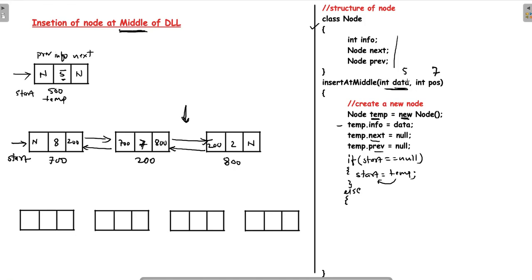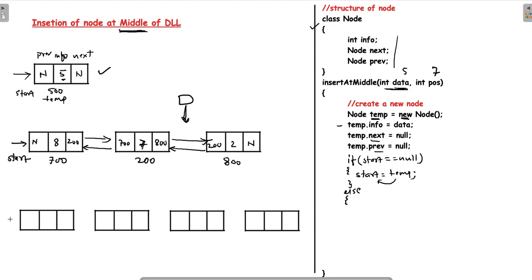So what it means, the user wants to create a new node with the value 5, so we created it, and the user wants to insert this node after position 7. So after 7 you want to insert that new node. Okay, so we need to find out where the 7 is in the existing list, because we don't know where the 7 is.